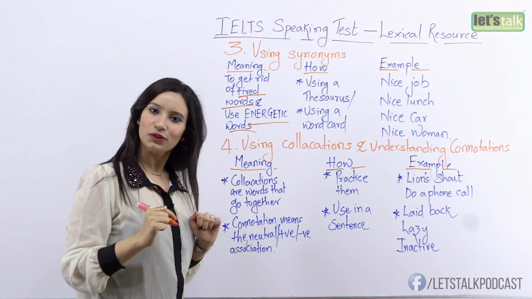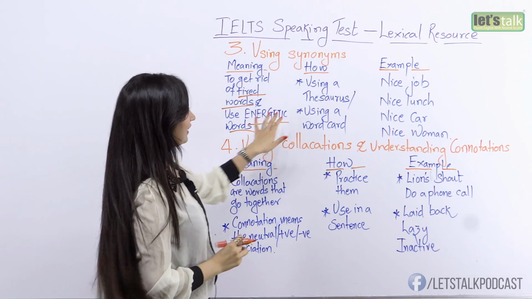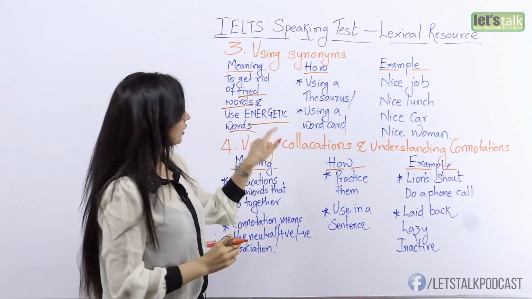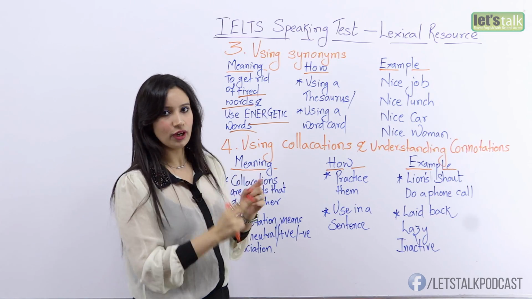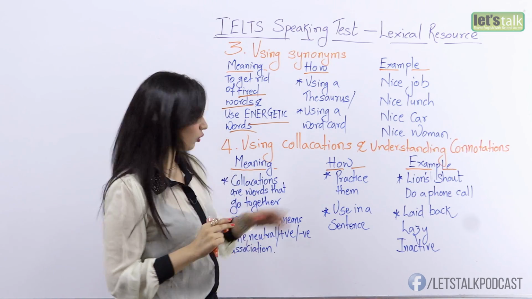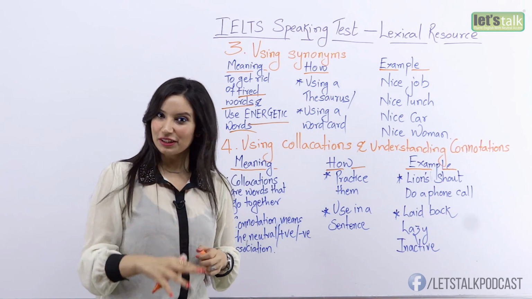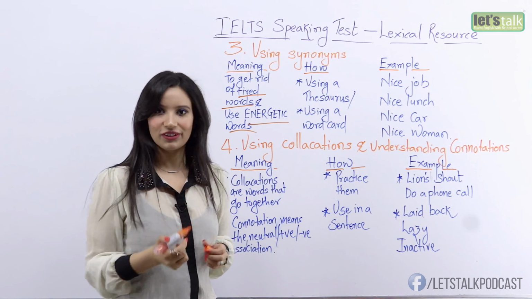I hope you'll be able to do that after this lesson. Let's look at how. You can use a thesaurus. Of course, if you refer to a dictionary, you also have another part to the dictionary, and that's called a thesaurus, where you find synonyms for any word that you're looking for.